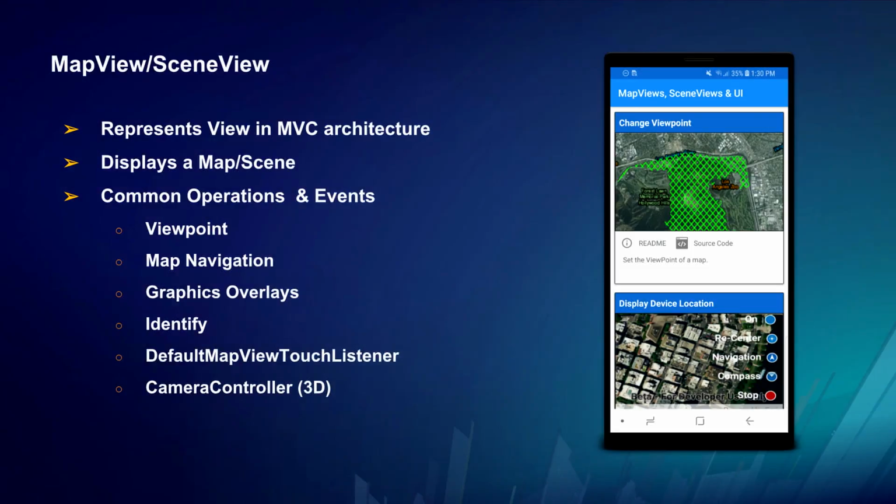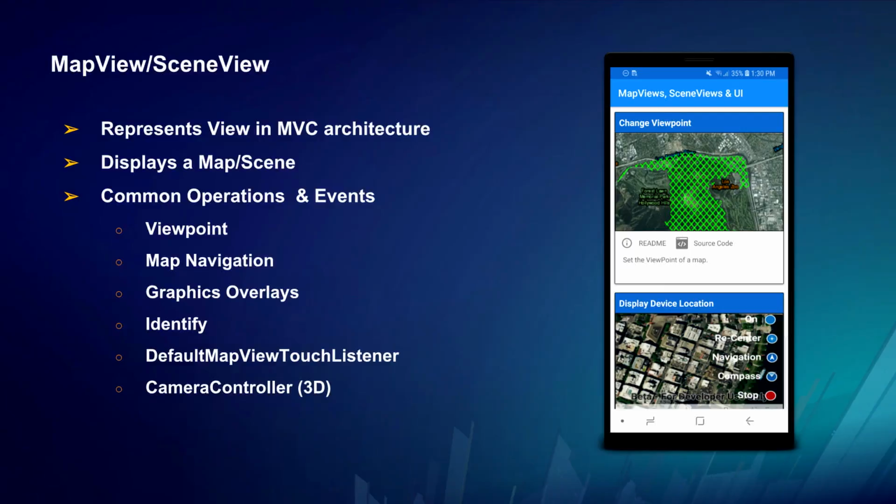As I said, the foremost important thing is the map or scene view, which is the view in the MVC architecture, which displays the scene. Some of the common operations on a map view would include changing the viewpoint, or events like map navigation. You want to know when the map navigation started, ended. You want to work with graphic overlays, where you want to show some graphics on your map view. You want to perform some operations like identify on a map.